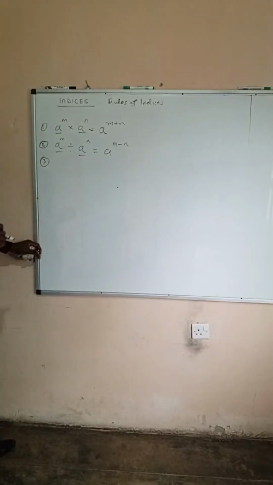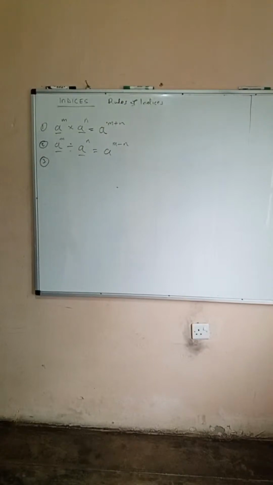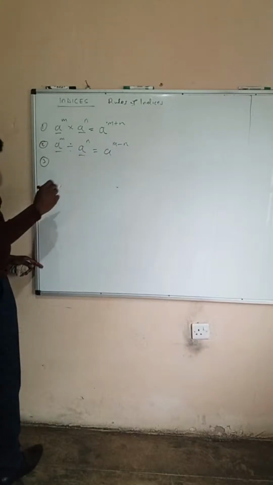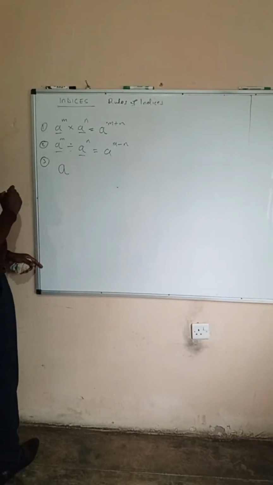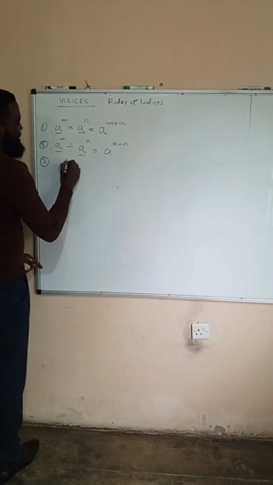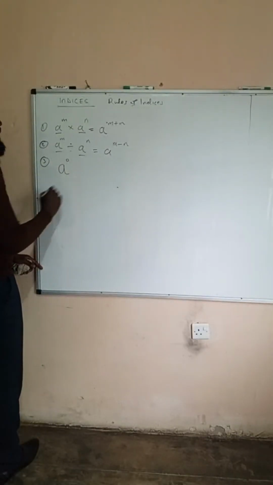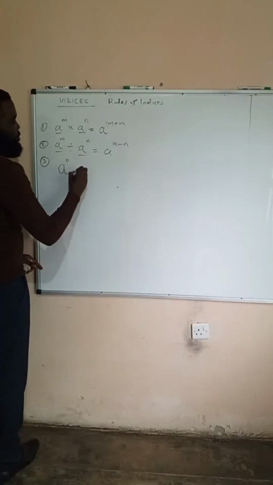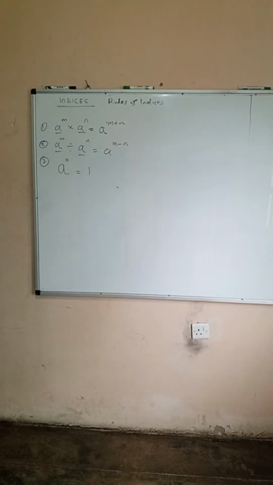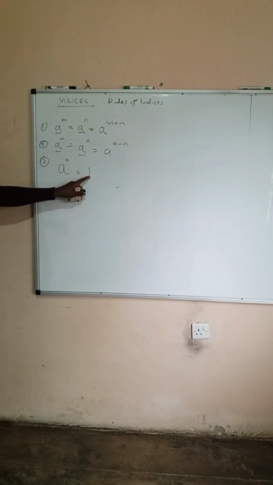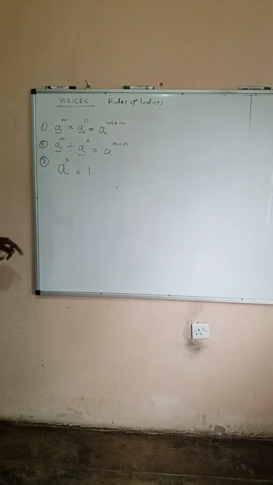Okay, rule number 3. Rule number 3, what do you do? For example, if a base is raised to the power 0, any base raised to the power 0 will always give you 1. Meaning any number raised to the power 0 will always give you 1. I hope you have understood.